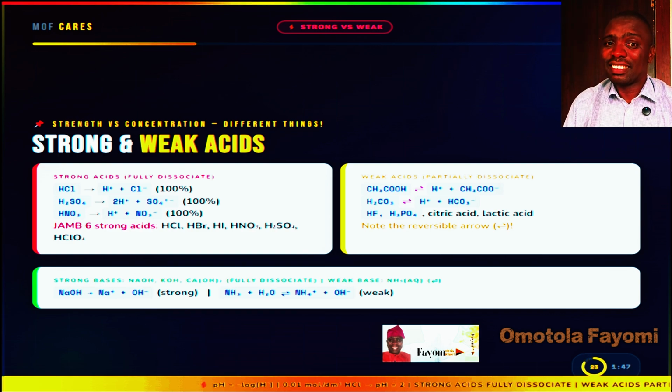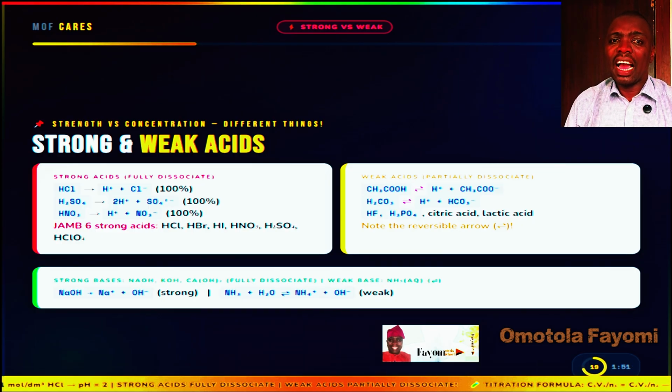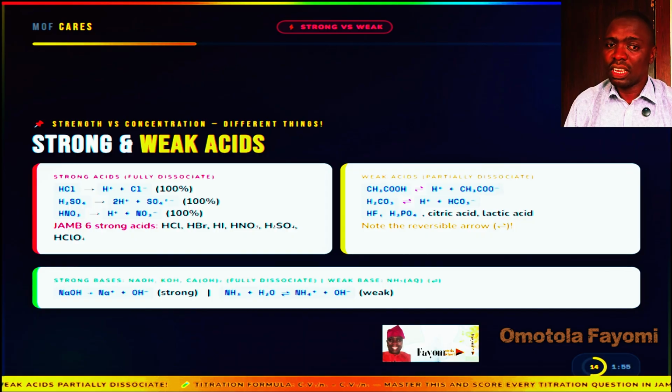And now, this is critical. The difference between strong and weak acids, and this is not the same as concentrated and dilute. A strong acid is one that completely dissociates in aqueous solution, that is, in water. Every single molecule breaks apart into ions.